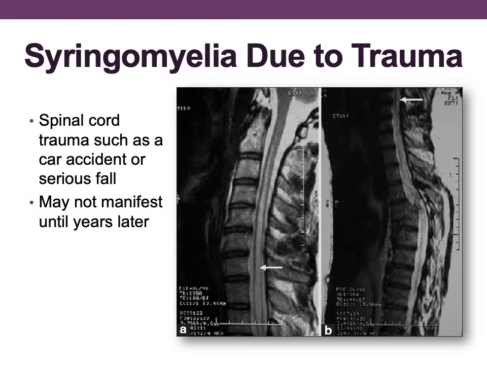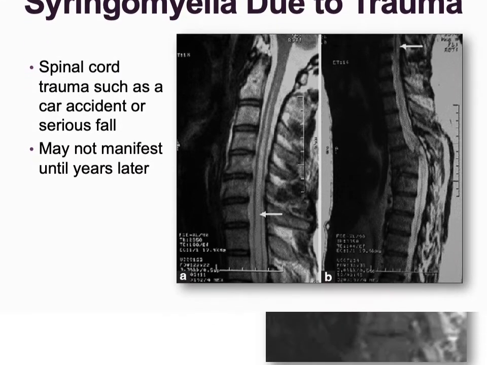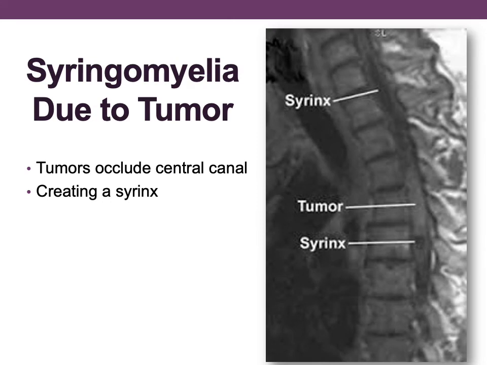Syringomyelia due to trauma. Spinal cord trauma, such as that caused by a car accident or a serious fall, can cause a syringomyelia or a cyst to develop, but it may not show up until years later after the injury. Syringomyelia due to tumor. Tumors can occlude the central canal, and this occlusion can cause a syrinx. The syrinx will cause syringomyelia. In this example, you can see that there is a syrinx developed above and below where the tumor is located.